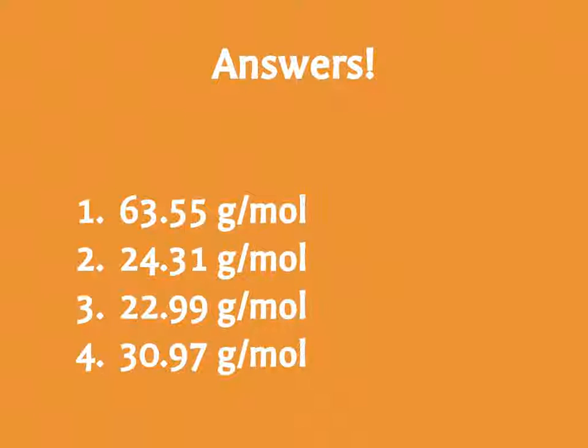All right, so these are your answers. So the molar mass of copper is 63.55 grams per mole. The molar mass of magnesium is 24.31 grams per 1 mole. The molar mass of sodium, 22.99, and phosphorus, 30.97. If you didn't get these, I want you to pause, rewind a little bit, and see if you can understand where I'm getting these numbers.